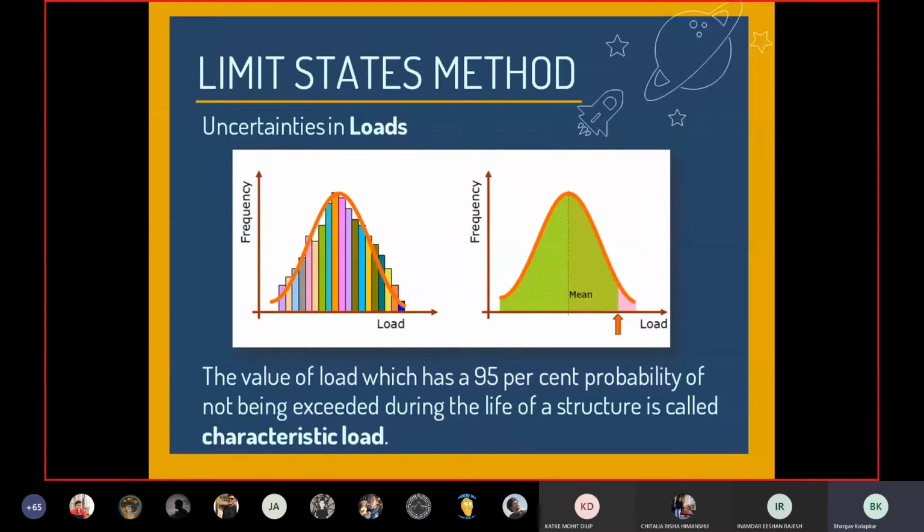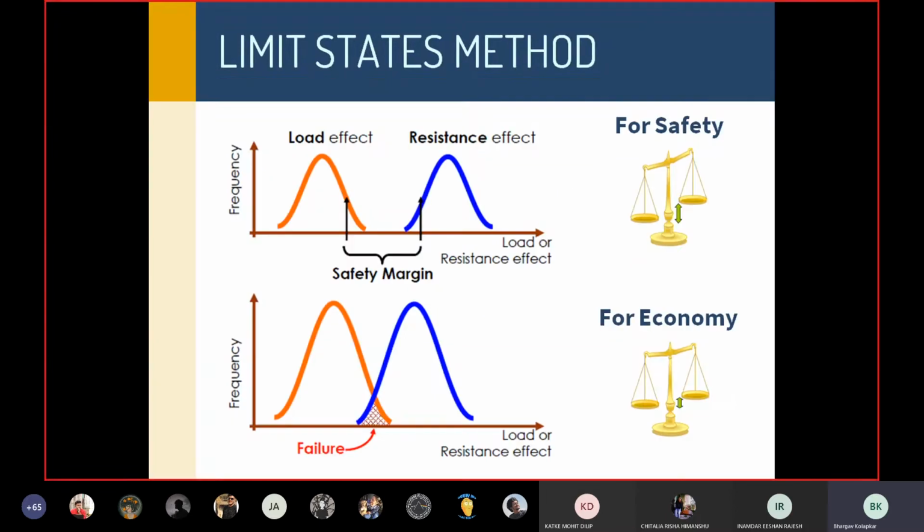Do you understand the difference? So the arrow that you see here is the least capacity of the material. The arrow that you see here is the maximum amount of load, and we have to make sure that the least capacity can cater to the maximum value of load.